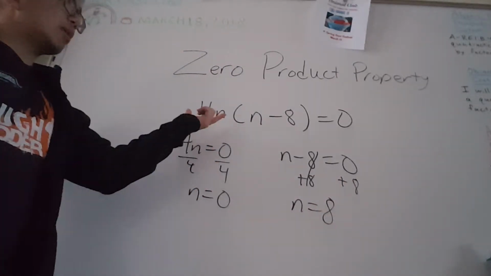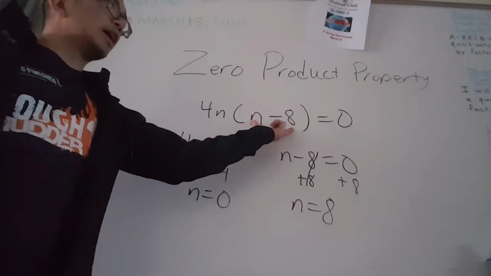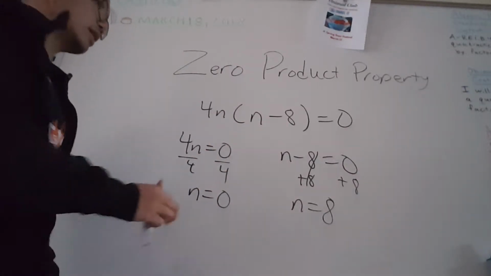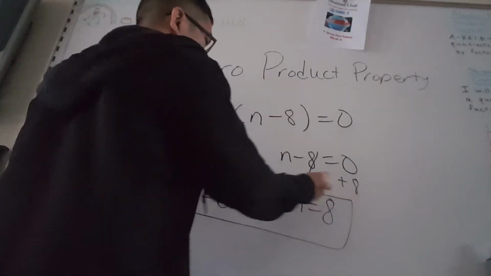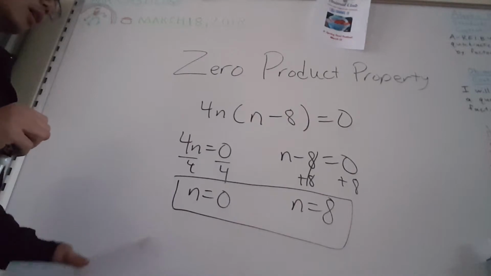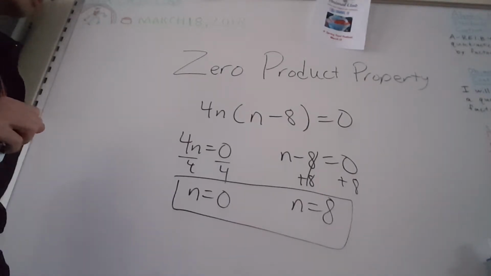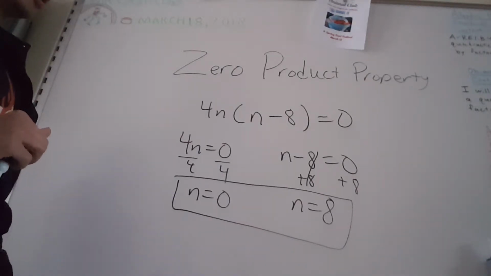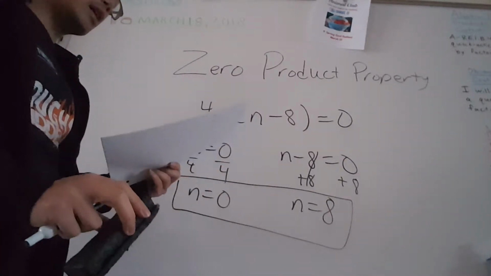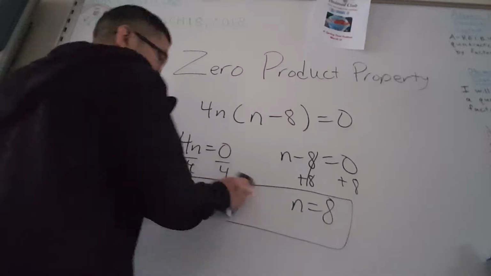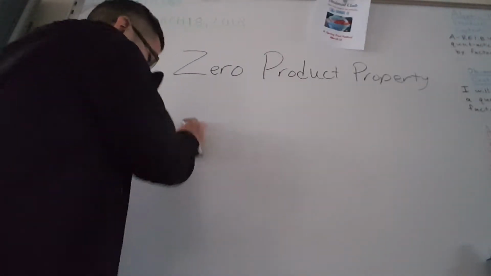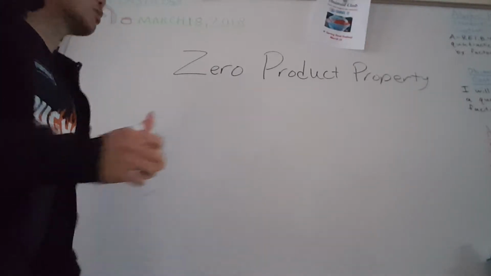So once again, in this problem, either 4n or n minus 8 is equal to 0, so I solve both equations, and I get n is equal to 0, and n is equal to 8. Okay? So you could do 1, 2, and 3 on your own. What I'm going to do now is number 4. You could follow along on your papers with number 4.